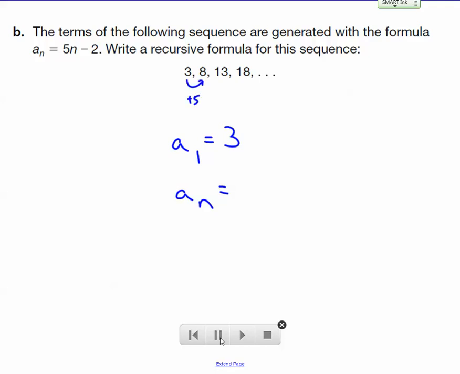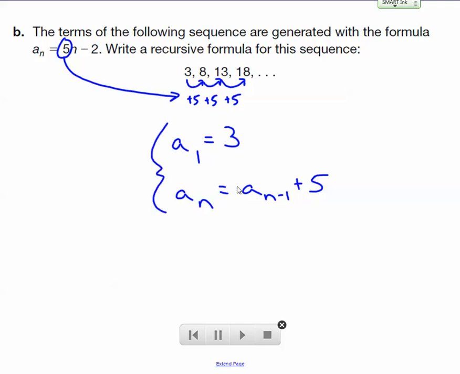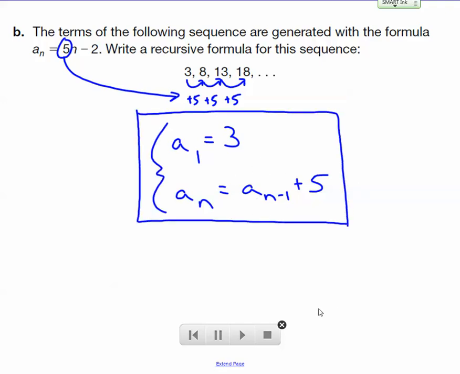Well, each term is 5 more than the previous term. And again, 5 more than the previous term. Listen to the way I said that. You take the previous term, and by the way, multiply by 5 means it's increasing by 5 each time. But you take the previous term, a sub n minus 1, and add 5 to it. And there's our recursive formula.